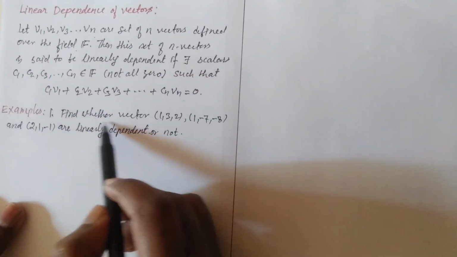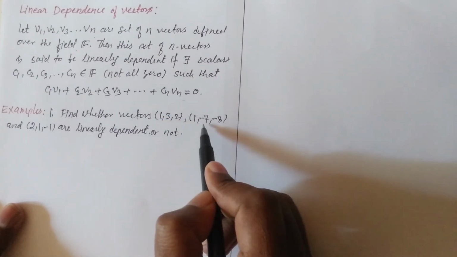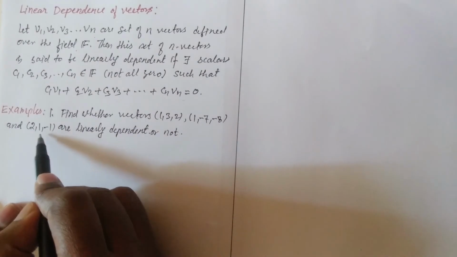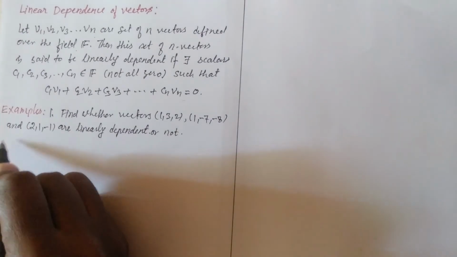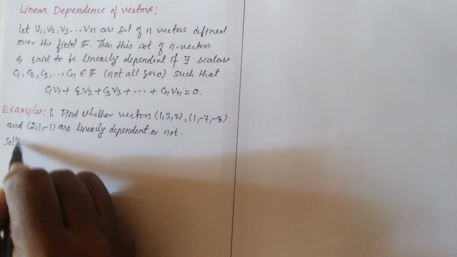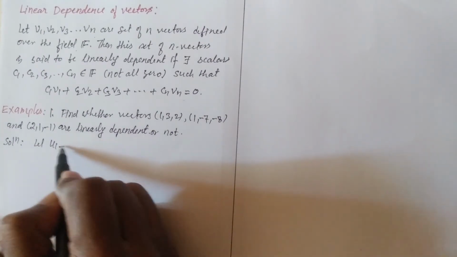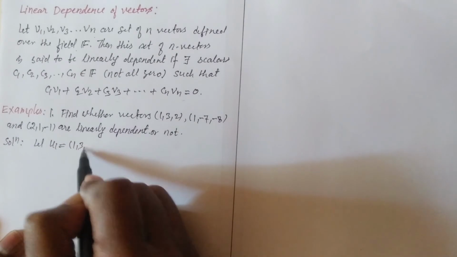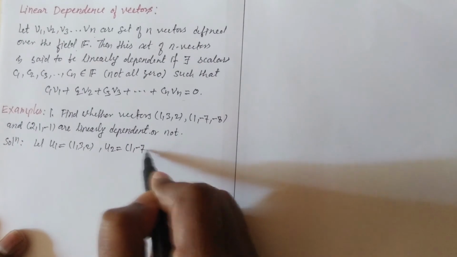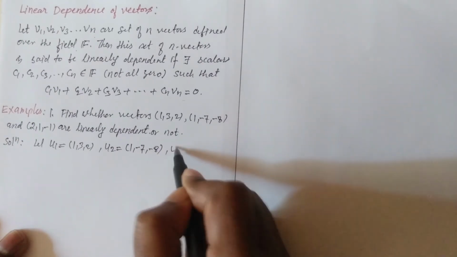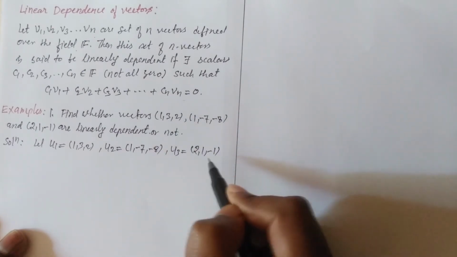Example number 1. Find whether the vectors (1, 3, 2), (1, -7, -8) and (2, 1, -1) are linearly dependent or not. Let's see the solution. Let u1 equal to first vector (1, 3, 2), u2 equal to second vector (1, -7, -8) and u3 equal to third vector (2, 1, -1).